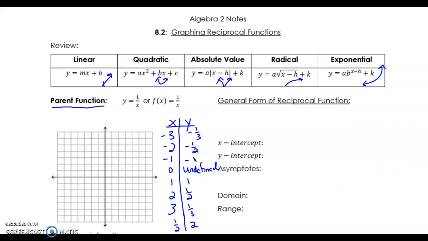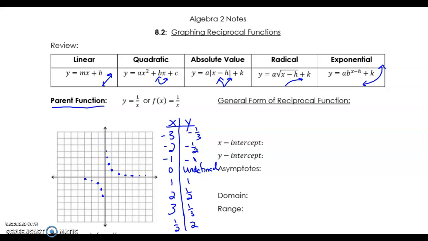All right, so let's go ahead and plot these points. So negative 3, negative 1/3, negative 2, negative 1/2, negative 1, negative 1. If I kept going, negative 1/2, it'd be negative 2. Negative 1/3, it'd be negative 3, and so on. Okay, and then the positive points here, we have 1, 1, 2, 1/2, 3, 1/3, 4, 1/4, if I wanted to keep going, 1/5, 1/6. And then also if I did 1/2, it's up 2. If I did 1/3, it's up 3. 1/4, it's up 4, and so on.